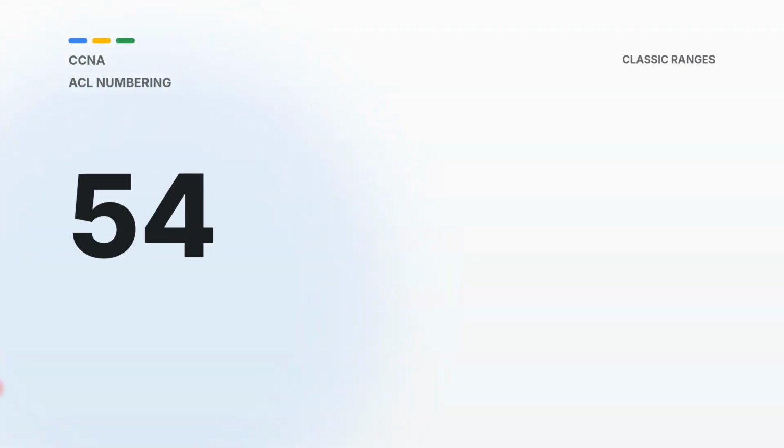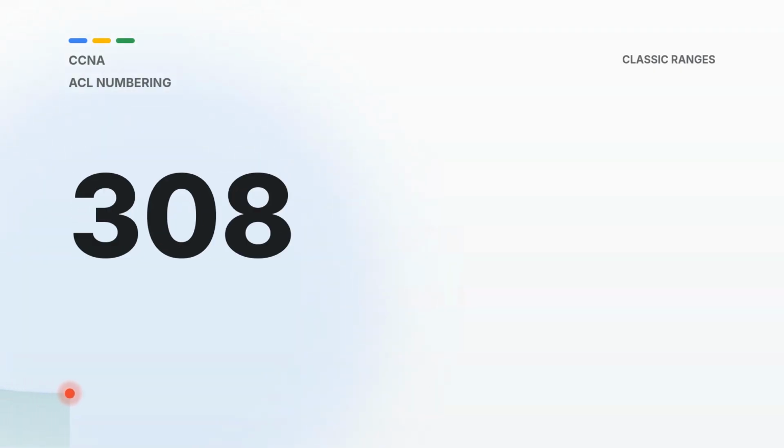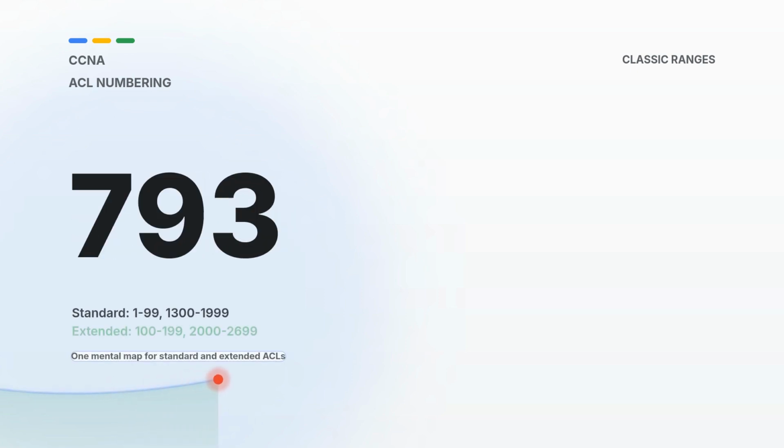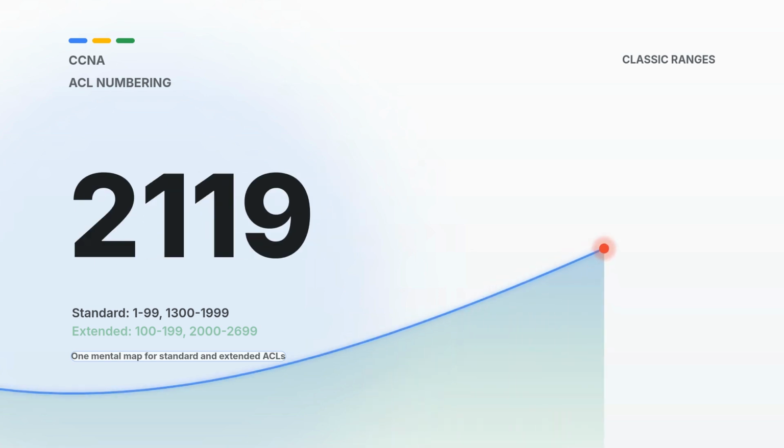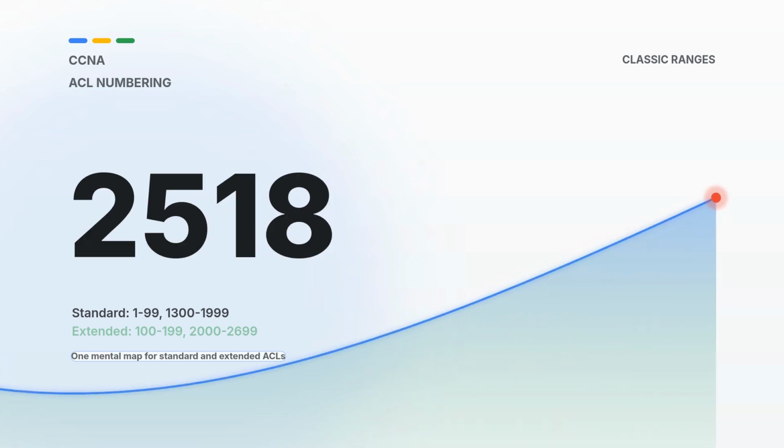That's why named ACLs with sequence numbers are so useful. You can insert or remove lines without rebuilding the whole list. Standard ACLs match only the source IPv4 address. Extended ACLs can also match destination, protocol, and ports, so they give you much tighter control. For the CCNA, know the ranges fast. Standard ACLs are 1 through 99 and 1300 through 1999. Extended ACLs are 100 through 199 and 2000 through 2699.